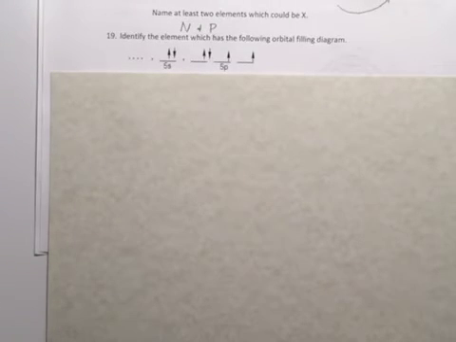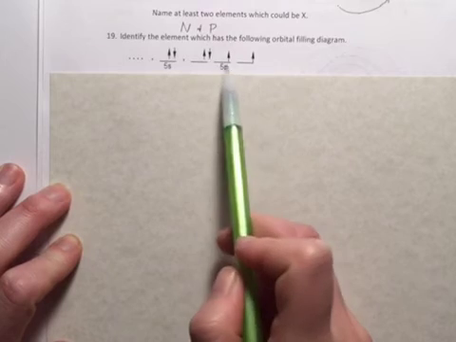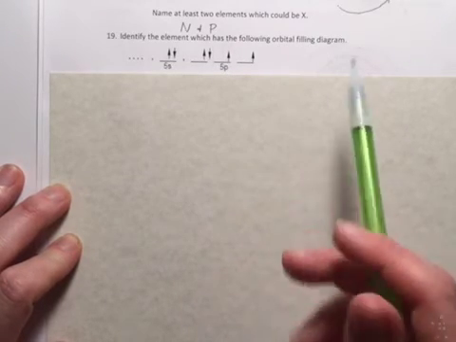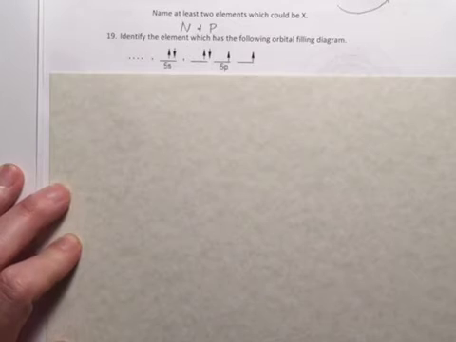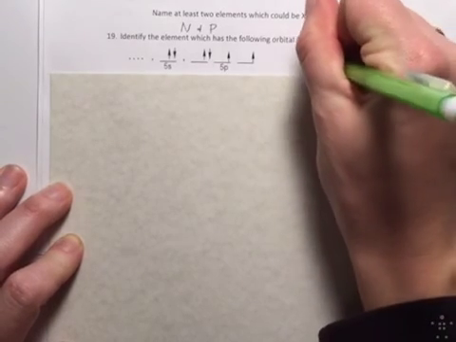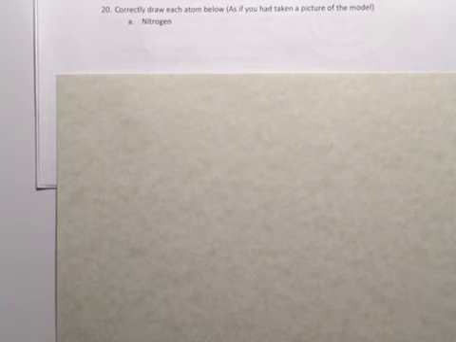Identifying the element that has the following orbital filling diagram. So it's just kind of skipped the earlier ones and they're on the end here. So 5p4 is where you want to end up. So if you look at your periodic table, in the 5th row down, in the P block, 4th one over, it's tellurium.